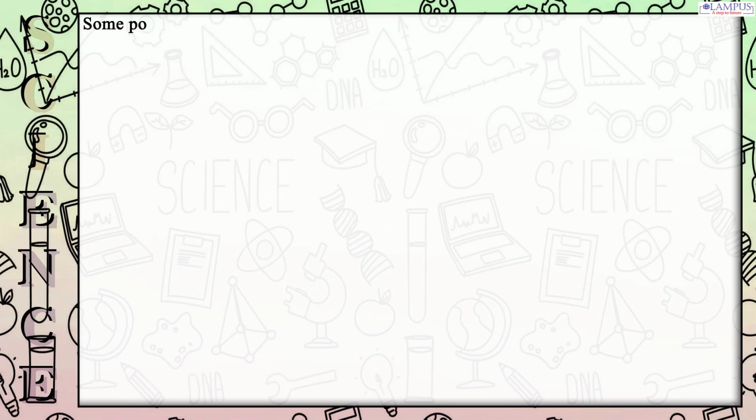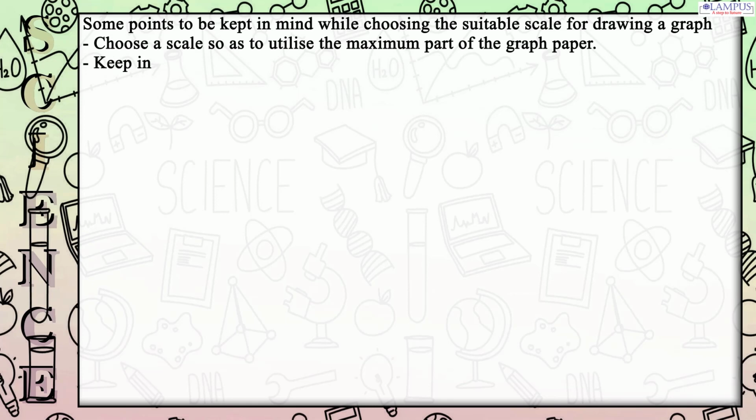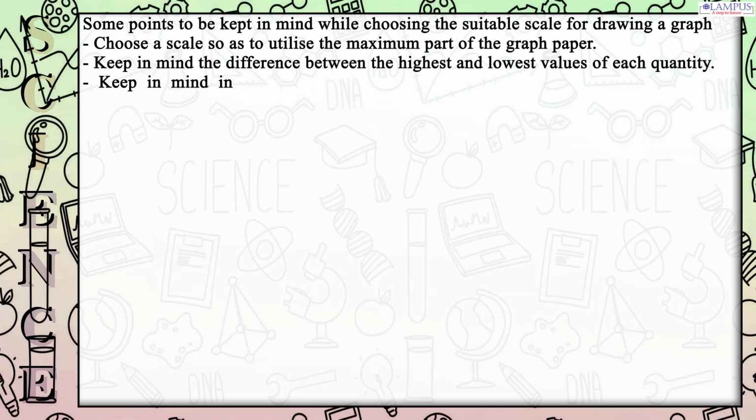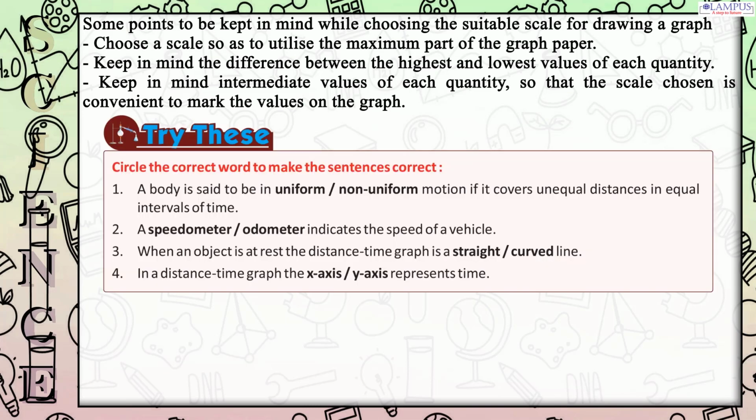Some points to be kept in mind while choosing the suitable scale for drawing a graph. Choose a scale so as to utilize the maximum part of the graph paper. Keep in mind the difference between the highest and lowest values of each quantity. Keep in mind intermediate values of each quantity, so that the scale chosen is convenient to mark the values on the graph. Try these. Circle the correct word to make the sentences correct.